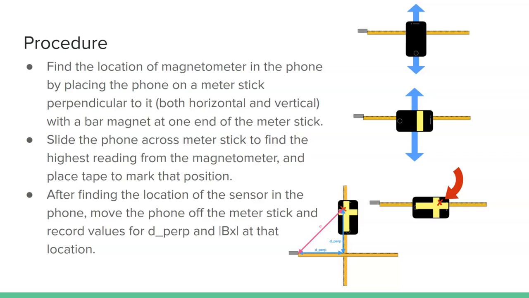Then I had to slide the phone across the meter stick to find the highest reading from the magnetometer from the bar magnet and place tape to mark the position of the highest reading. After finding the location of the sensor in the phone, I had to move the phone off the meter stick and record values for dperp and the magnetic field at that location to get the off-axis values.